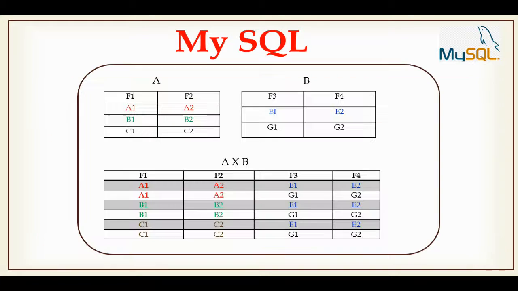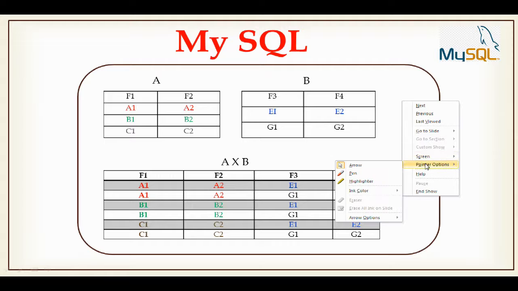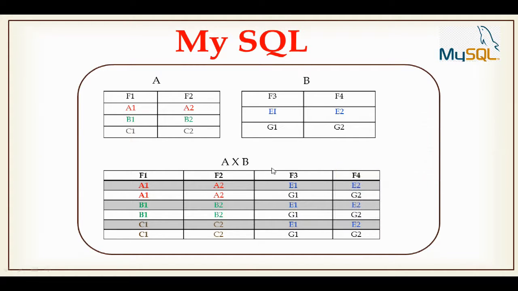Let us try to understand it with an example. Suppose I have a table A and table B and I want to join them through Cartesian product, which is denoted by A cross B. Now, if I want to join the records of table A with table B, suppose table A has two columns F1 and F2, and there are three records A1, A2, B1, B2 and C1, C2 in the table.